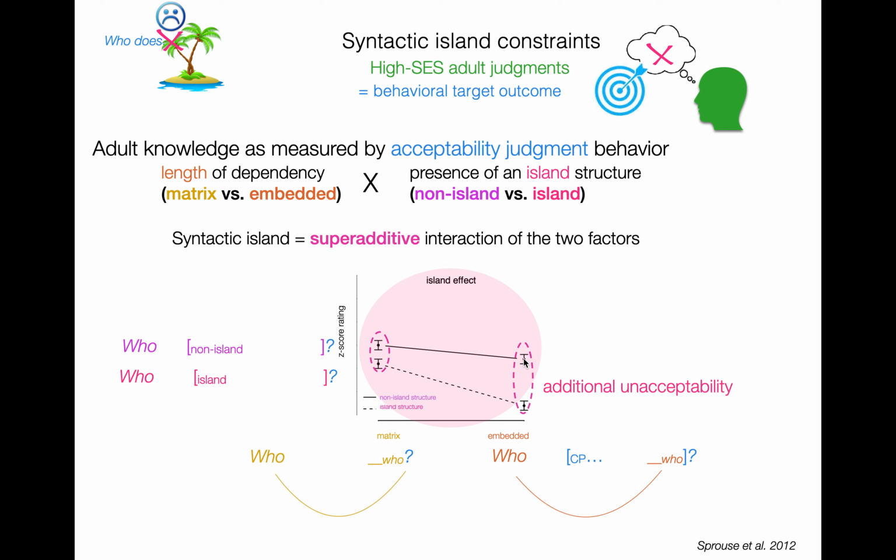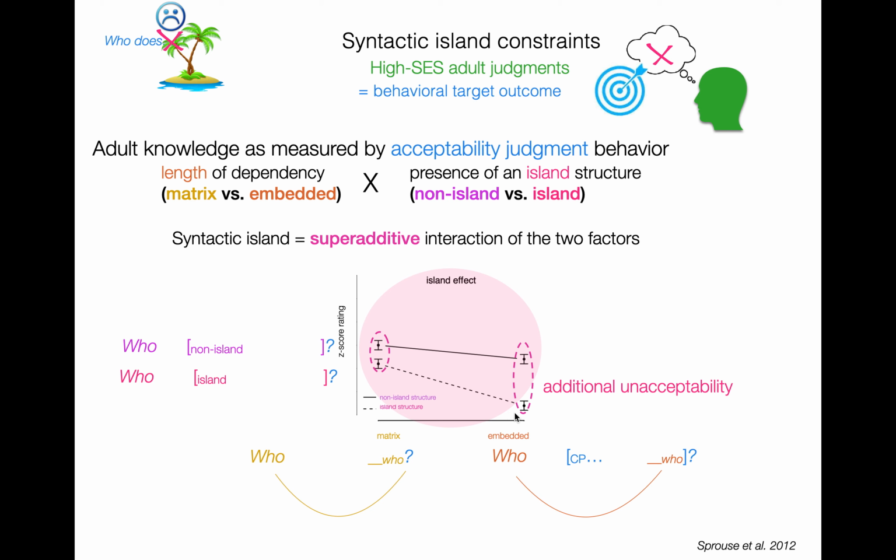And so if you were just having an additive effect of having an island structure present and having an embedded dependency, you would drop this much and then drop that much, which corresponds to the difference between here and here, right? So you would end up with parallel lines. You'd end up with something down here. But look what we have. We actually have it being even worse, right? An embedded dependency with an island structure, crossing the island structure. This is our additional unacceptability, our super additive interaction of these two factors.